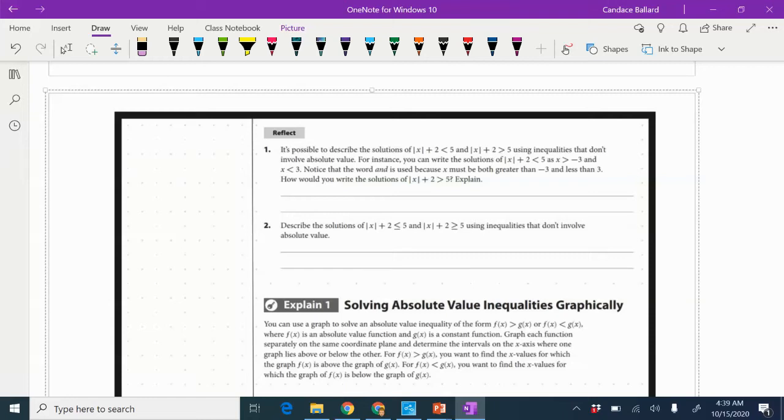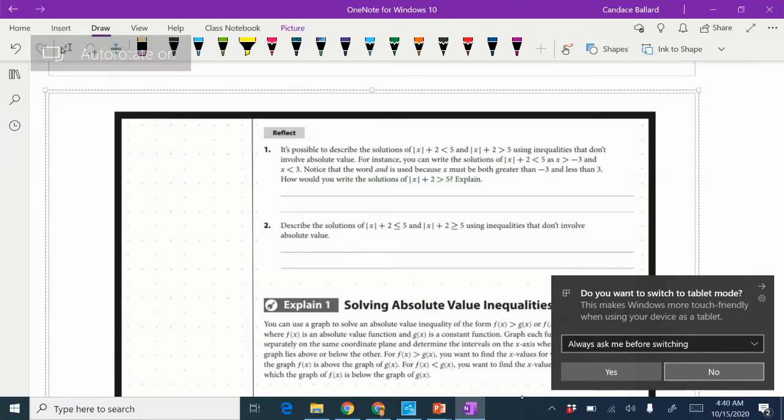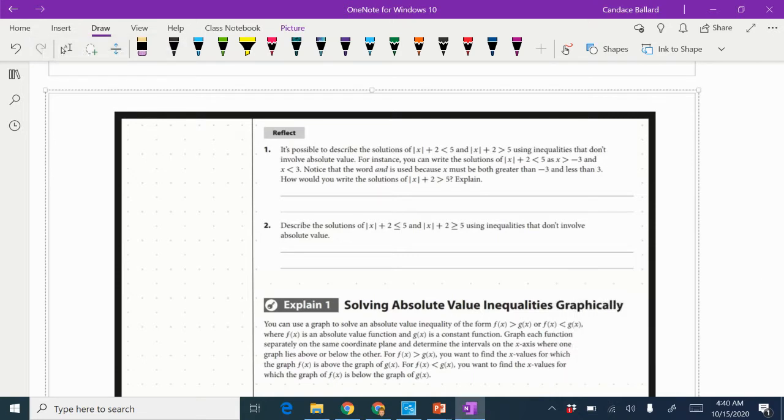So in this video, we're going to finish the Explorer and look at these two reflection statements. So it says, it's possible to describe the solutions of absolute value of x plus 2 less than 5 and absolute value of x plus 2 greater than 5 using inequalities that don't involve absolute value. For instance, you can write the solutions of the absolute value of x plus 2 less than 5 as x greater than -3 and x less than 3.